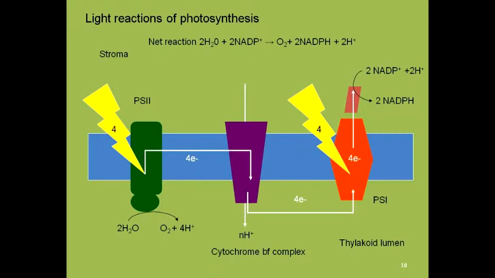The first photon results in the removal of an electron from the special chlorophyll, that's oxidation, and this electron is replaced by an electron taken from a molecule of water. This reduces the chlorophyll and oxidizes the water. This happens 4 times, once for each photon.